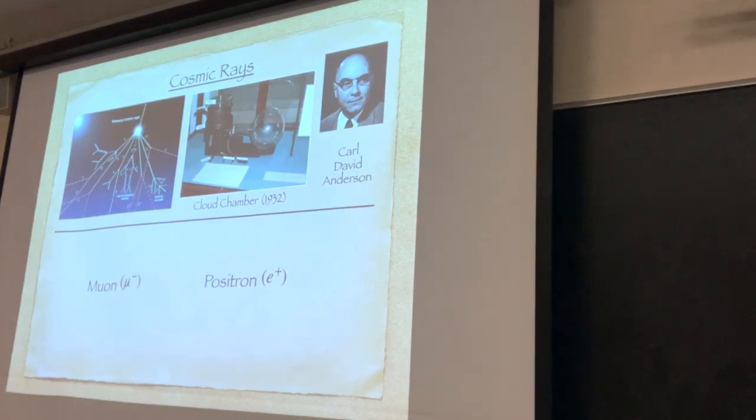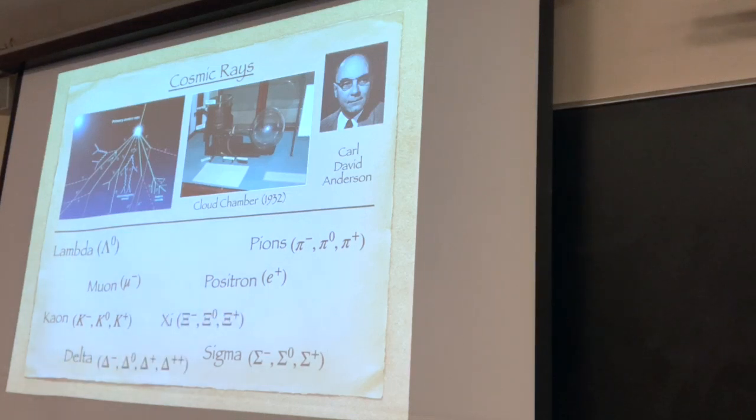And you can see, oops, wrong button. They started finding all different types of particles. These are just a few of them. There's actually a couple hundred different particles they found. And they thought to themselves, these all can't be fundamental particles. There has to be something somewhat smaller than that. So they broke it down and started categorizing it.